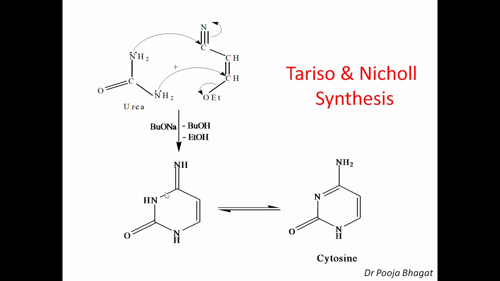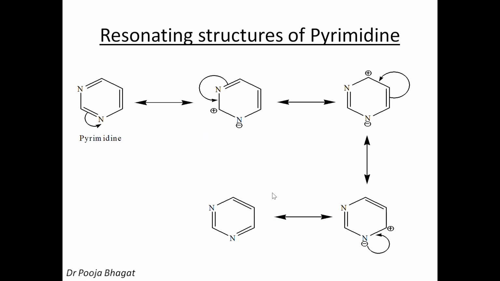The lone pair of electrons will shift here, and the pi electrons will shift here. So the double bond, single bond, and NH2. So this is cytosine. These are the ways by which we can synthesize these pyrimidines which are present in the nucleic acids. And now we will discuss the resonating structures of pyrimidine.